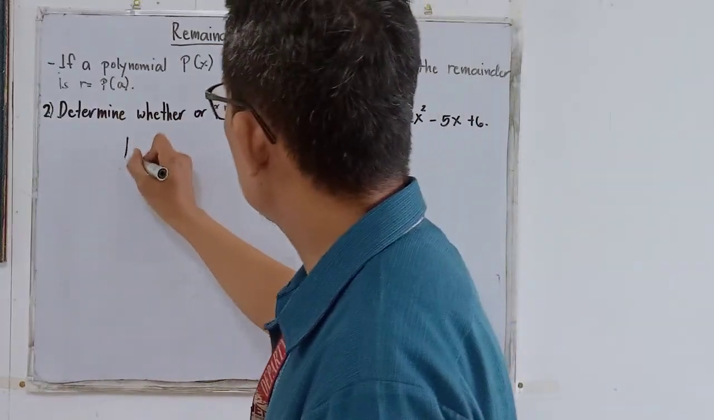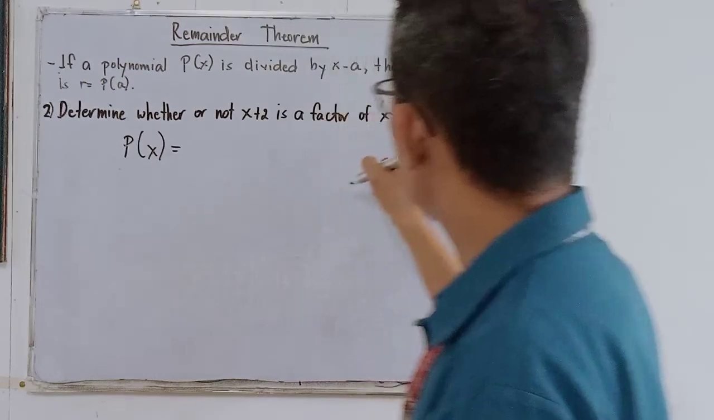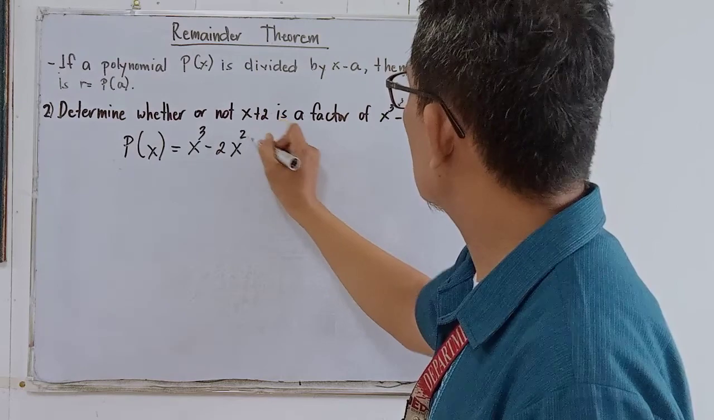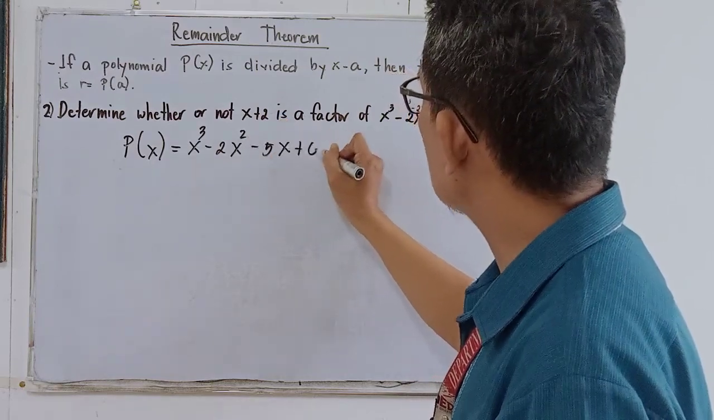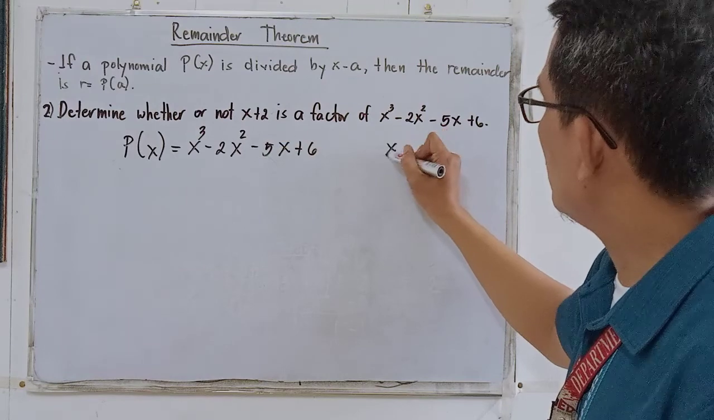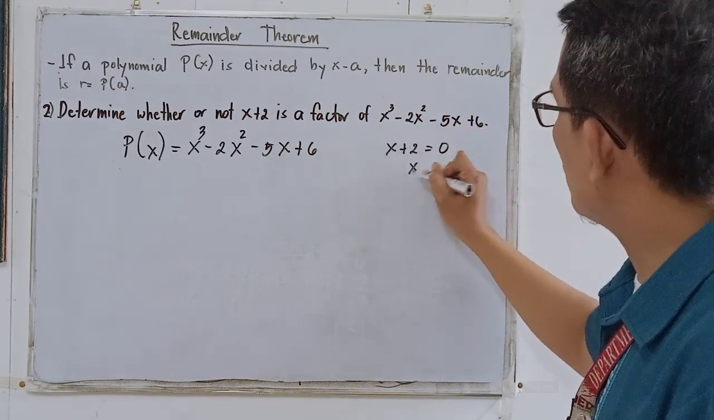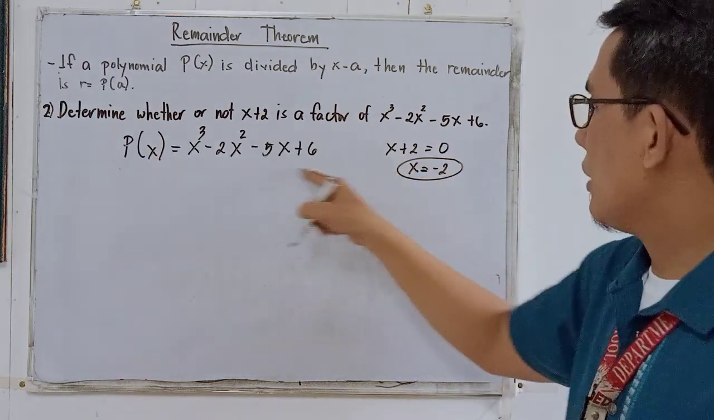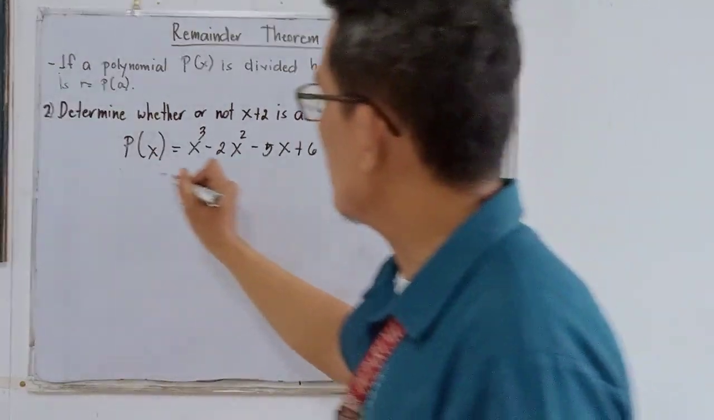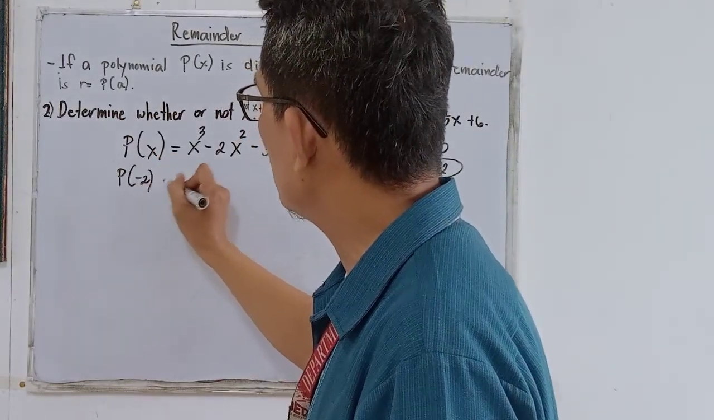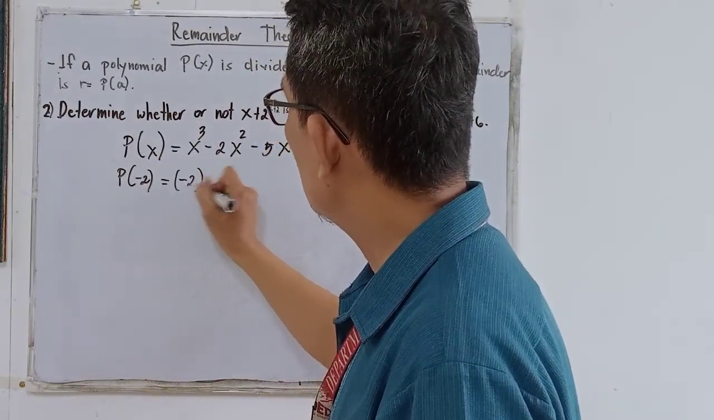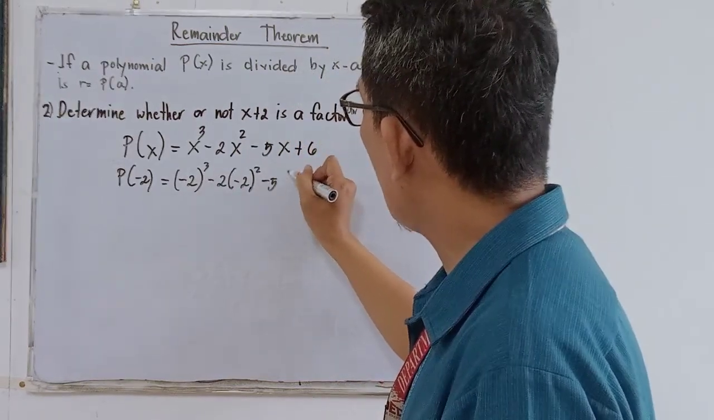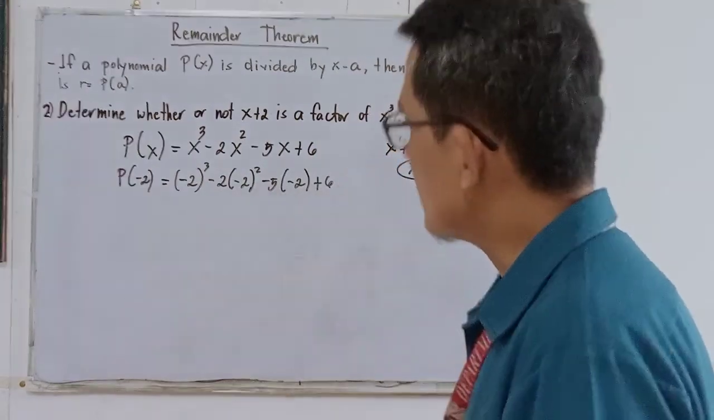So then this becomes our p of x is equal to our polynomial x cubed minus 2x squared minus 5x plus 6. Then our x plus 2 is equal to 0. So therefore, x is equal to negative 2. Now we replace all the x's with negative 2. So therefore, p of negative 2 is equal to negative 2 cubed minus 2 times negative 2 squared minus 5 times negative 2 plus 6.